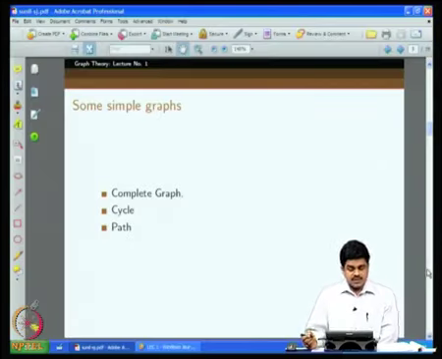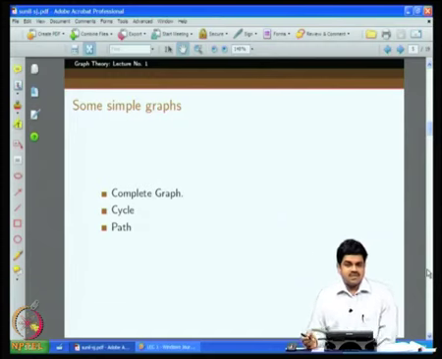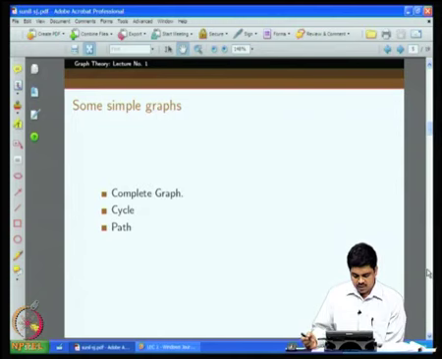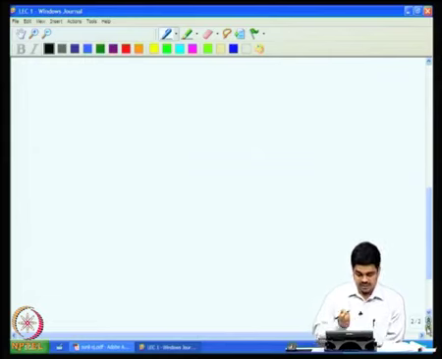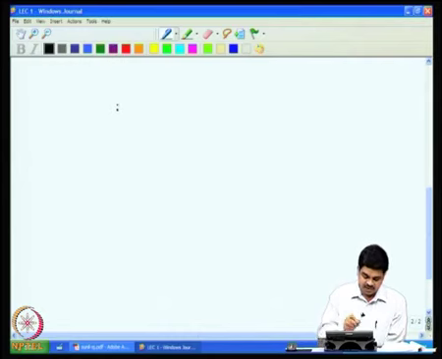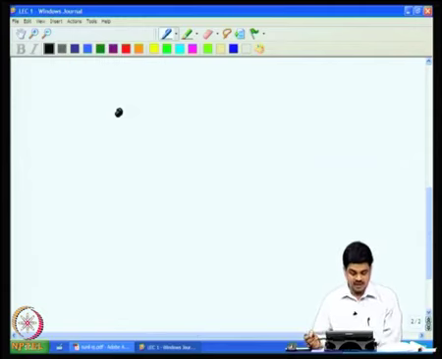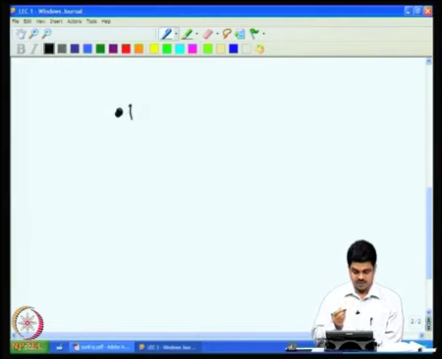Now, let us consider some example graphs which are simple graphs. The first one is the complete graph. What is a complete graph? It is one where, corresponding to each possible pair of vertices, we have an edge. So, for instance, let us consider the simplest example. Let the vertex set be a singleton, just one, then there is no pair of vertices, so this itself is a complete graph, no edge, right.